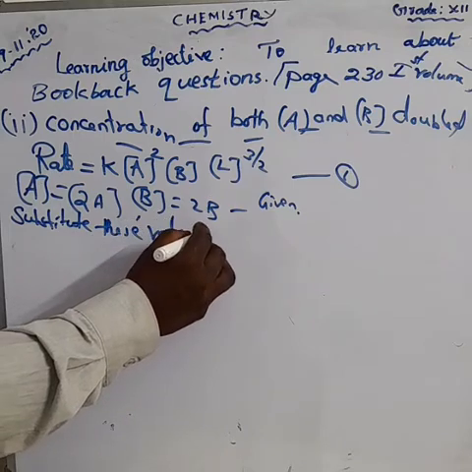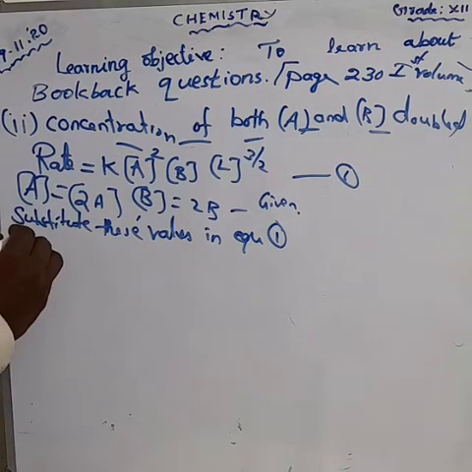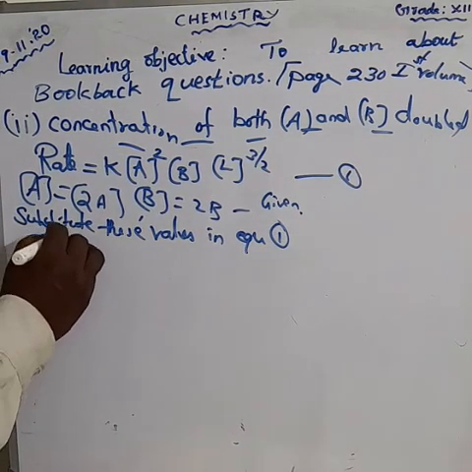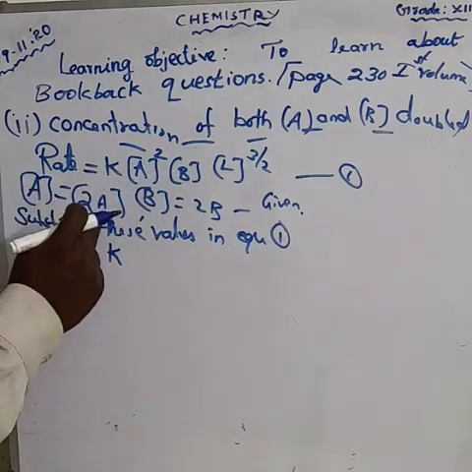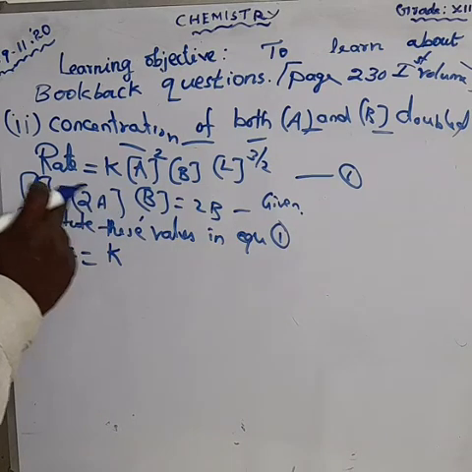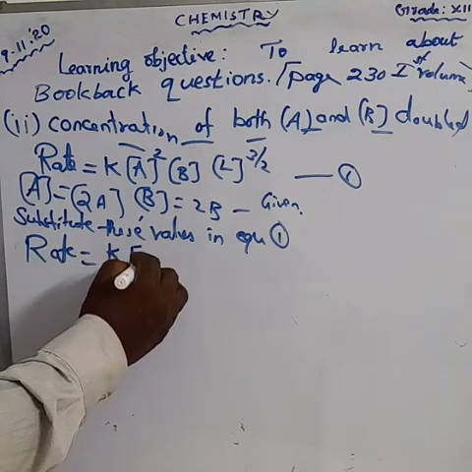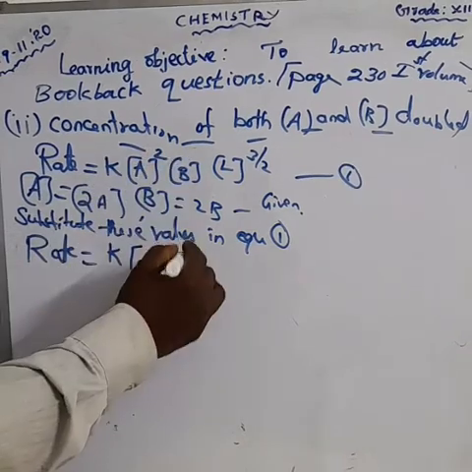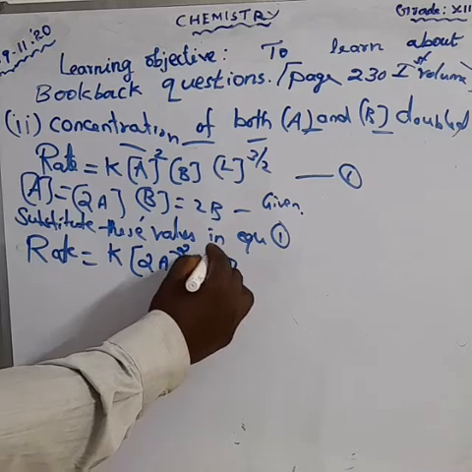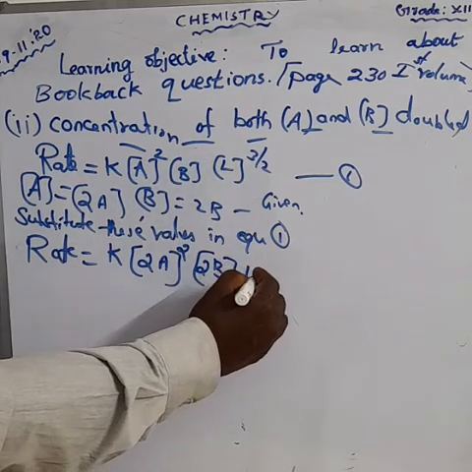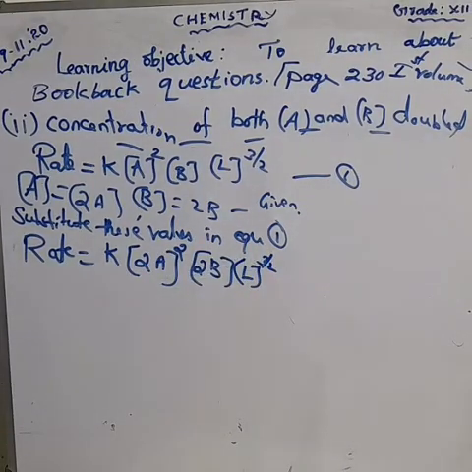Values in equation 1. What's the answer in equation 1? So rate is equal to K into, what's the value of A? A means 2A. Am I right? What's the value of A? A means 2A. K into 2A. Formula having square, and B is about what? 2B. And also having L 3 by 2.